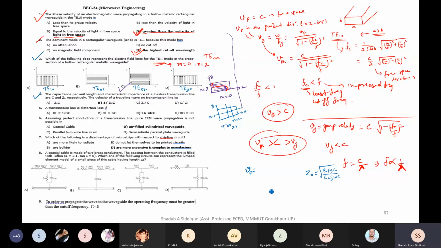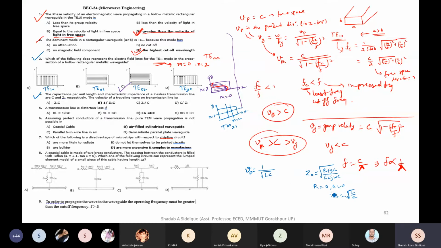So capacitance per unit length is given here as C. And if you take a lossless transmission line, R equal to 0, G equal to 0. So Z naught comes out to be the square root of L by C. And Vp comes out to be 1 upon square root of LC.